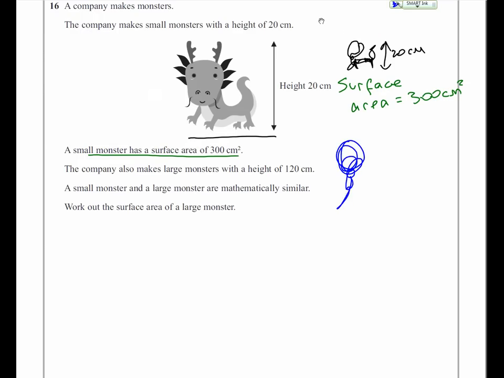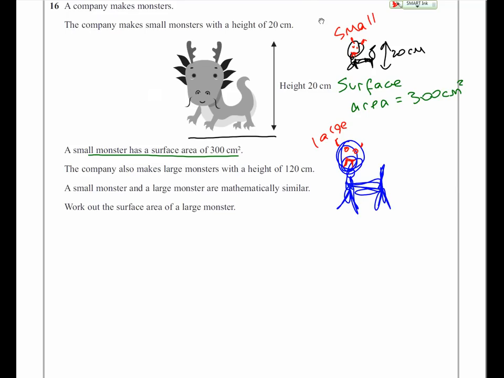So this is a large guy. Yeah, I know, it's not much like a monster. Let me give it a scary face then. Okay, so that's a monster. Here we go, scary too. That's a large, this is a small. So what does it tell us about the large? By the way, don't spend too much time in your exam doing drawings.